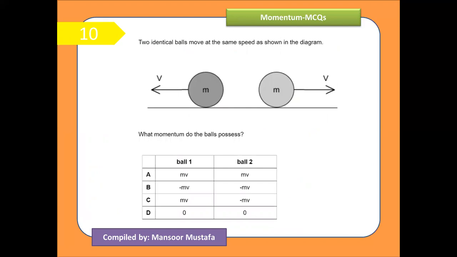Two identical balls move at the same speed as shown in the diagram. What momentum do the balls possess? Now, if they are having the same masses and the same velocities, but they are moving in the opposite direction, so it means कि इनका जो momentum का magnitude होगा, that will remain same, but the direction will be opposite. So if we are considering one as a positive, तो इसका मतलब जो other होगा, उसका जो momentum होगा, that will be negative. So the correct option is option C.